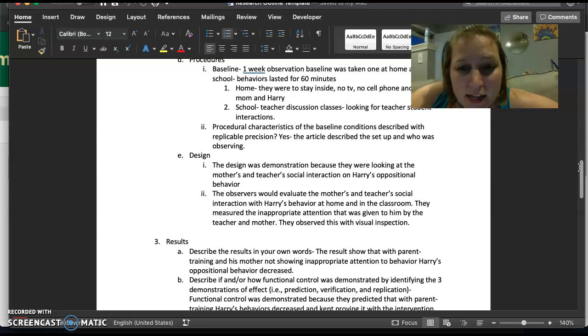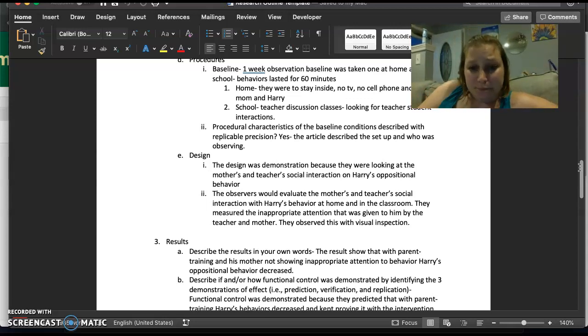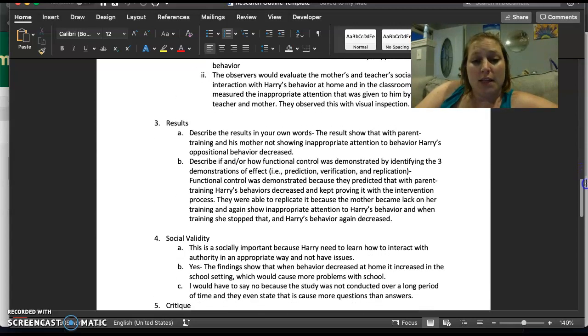So, like, they were looking for the interactions of the teachers and then Harry's oppositional behaviors. And the observers would evaluate the mother and teacher's social interactions with Harry to see if they would give him more attention or less attention when he would do certain things. And it was all visual that they did.